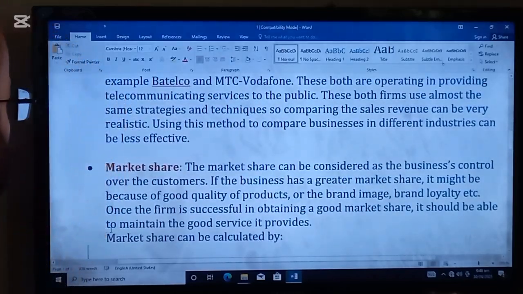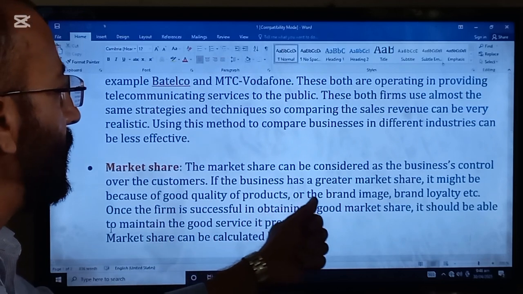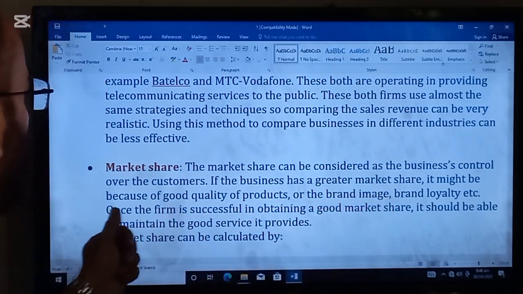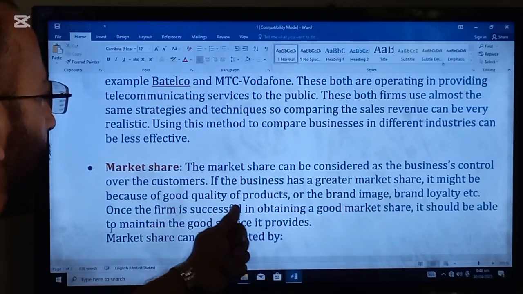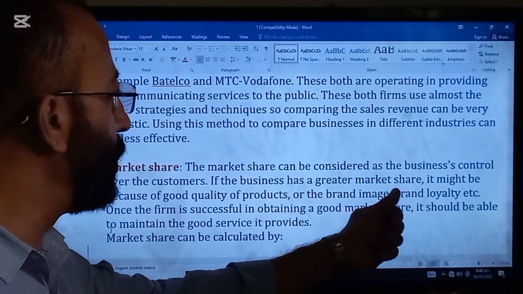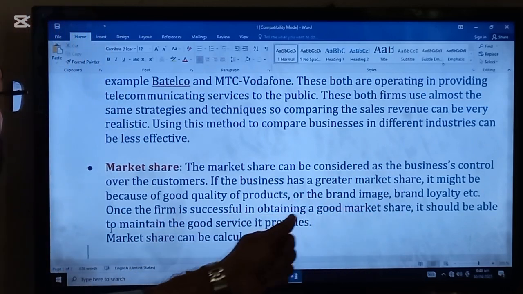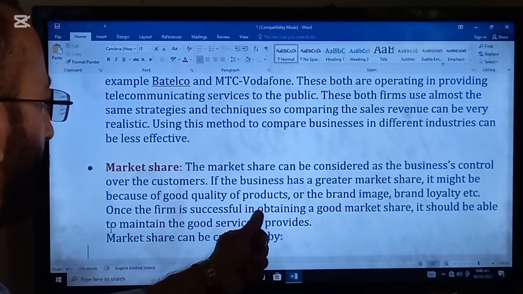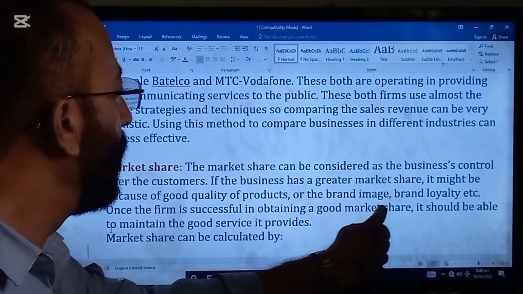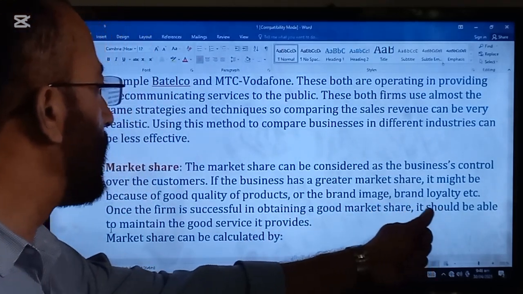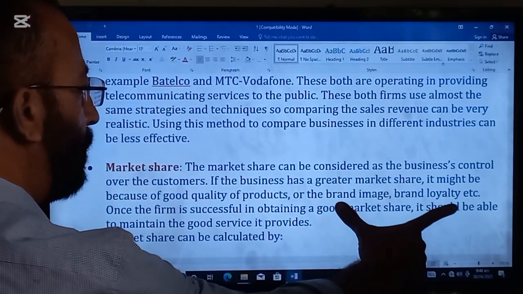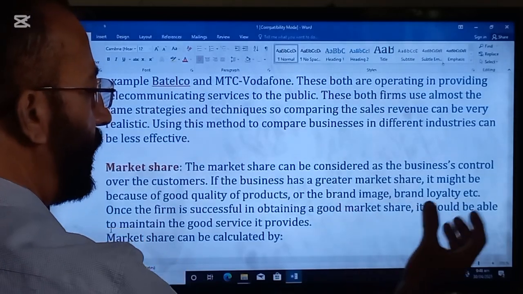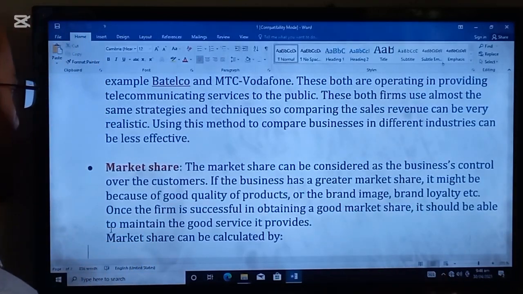The next method is the market share. The market share can be considered as the business's control over the customers. If the business has a greater market share, it might be because of the good quality of the products or brand image or brand loyalty, etc. So these can be the reasons for getting a bigger market share.